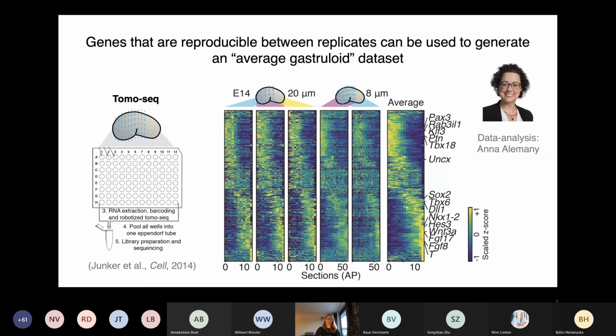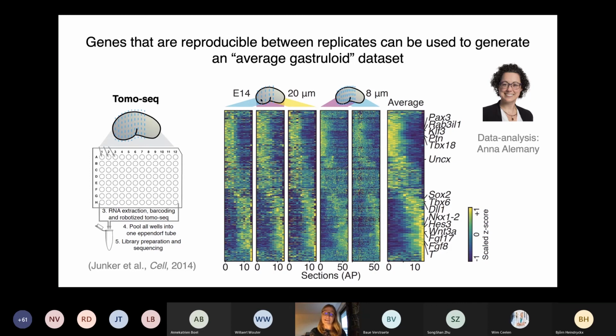So in this slide, I'm showing a summary of the most important results that we got from these Tomo-seq experiments. I'm showing 6 heat maps. The first 5 heat maps are heat maps from 5 individual gastruloid samples that we sectioned. And in these heat maps, the genes are shown on the y-axis, and the anterior to posterior sections are shown on the x-axis. And yellow coloring means high expression of that particular gene in that particular section, and blue coloring means low expression of that particular gene in that particular section.